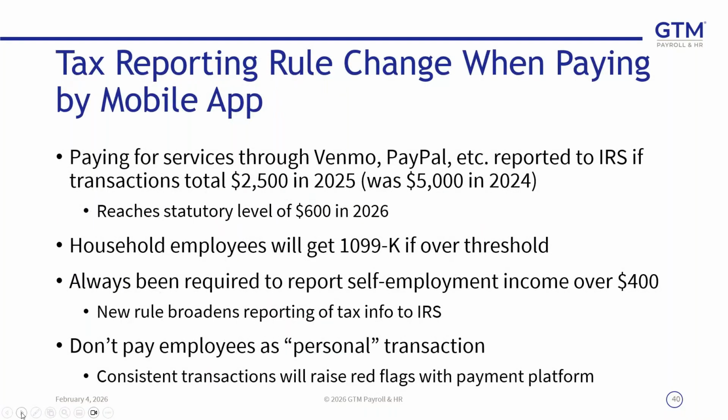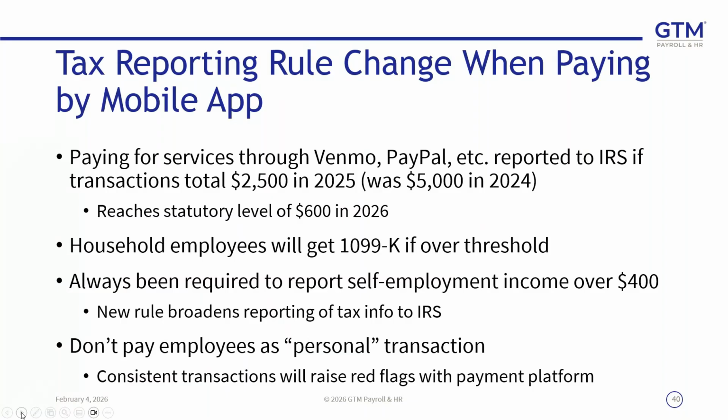The tax reporting rule for mobile payments is being phased in. Employees will receive a 1099-K form this tax season if last year's reporting criteria of $2,500 in transactions were met. The threshold will be lowered to $600 this year, reaching the statutory level. The reporting rule may change how your clients pay their nannies and their babysitters.